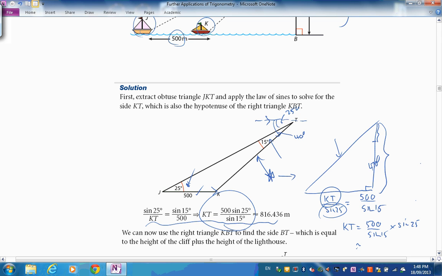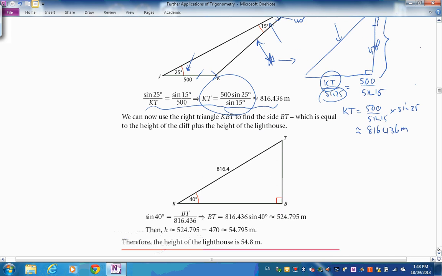Okay, so this is approximately 1816.436 metres. Don't round it until the end of the problem, because we're not at the end. We have to now use it in this triangle and then go to the lighthouse and so on. So the lighthouse was this bit here, and then it was 470 down here. So let's find the whole thing, and if possible, we'll use SOH CAH TOA.